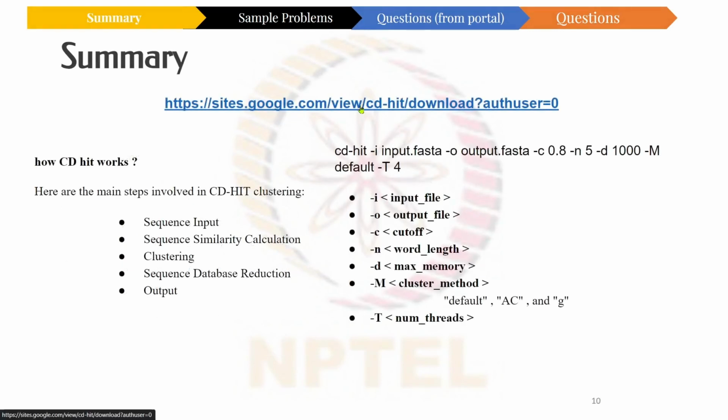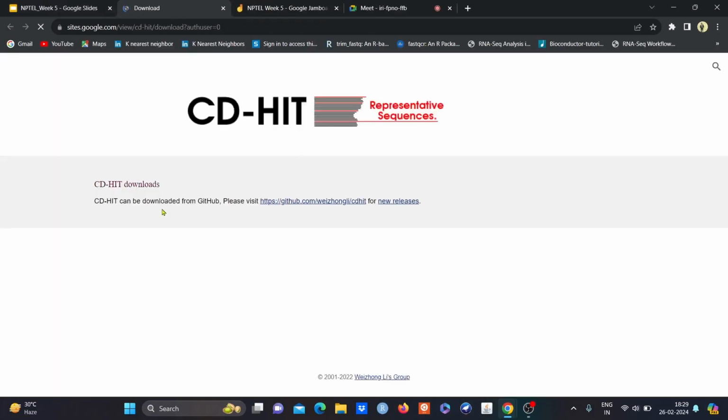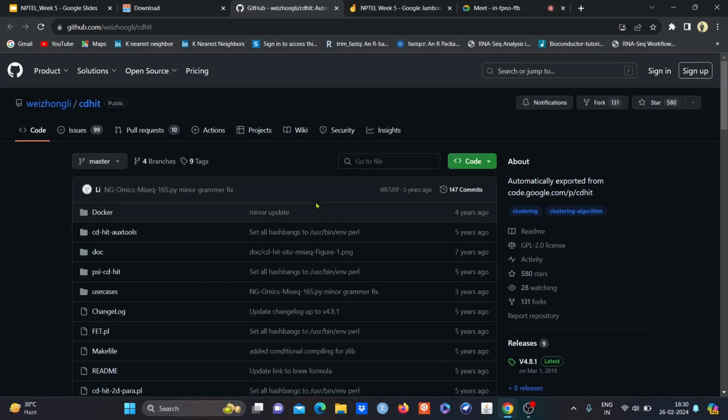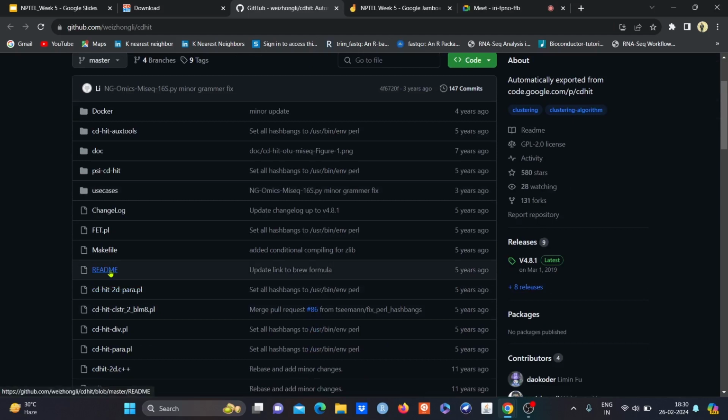is available at this link. So one can click on this link. Previously there was a graphical user interface version of CD-HIT available, but for now it has been discontinued. We have only a GitHub page. When you click on this GitHub page, all the installation instructions have been given in the readme file.